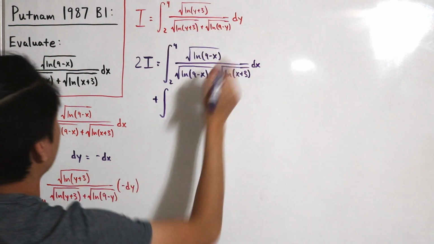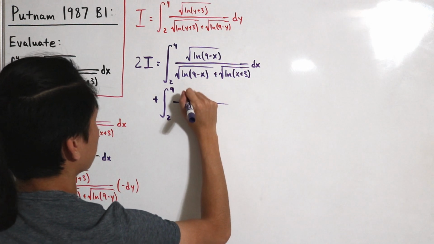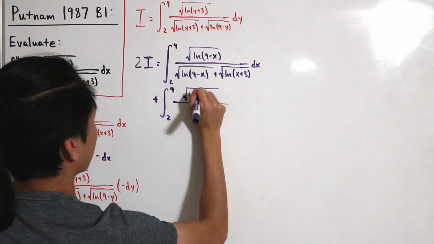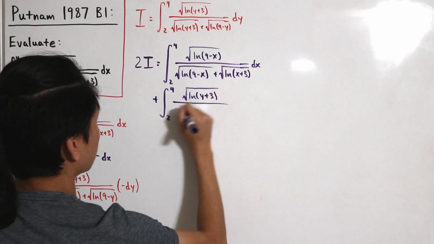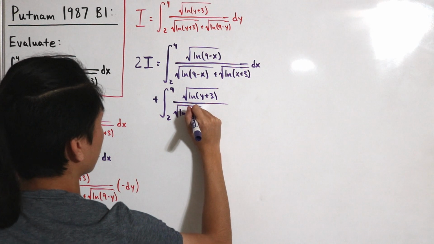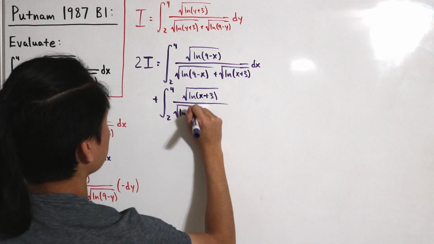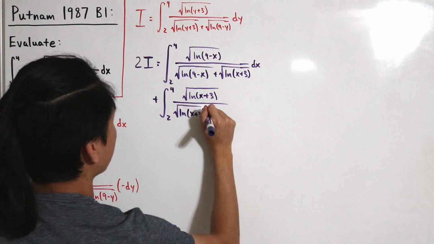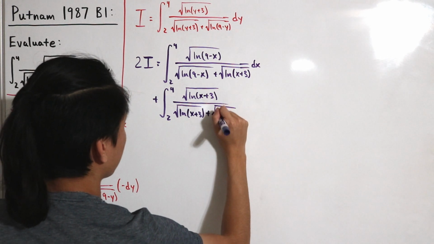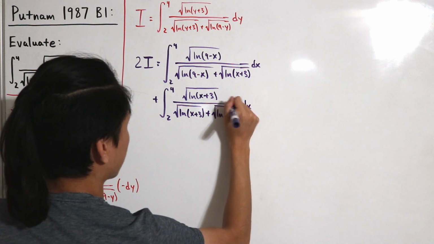We replace the y with x, so this will be the square root of the natural log of x plus 3, divided by the square root of the natural log of x plus 3 plus the square root of the natural log of 9 minus x, dx.